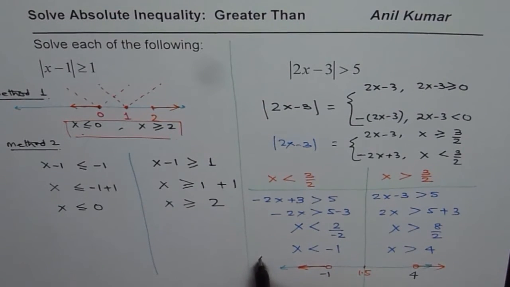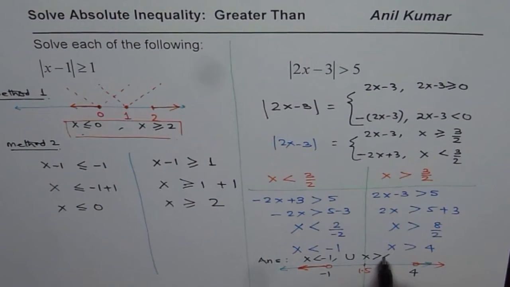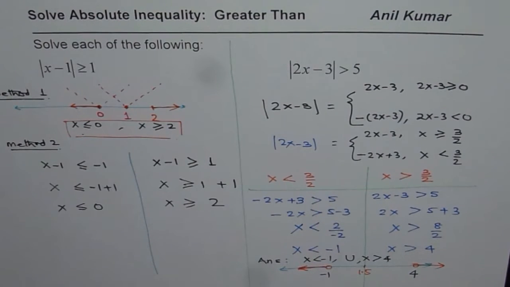So my answer is x is less than minus 1 union x is greater than 4, right? So that is how we could write down our answer. I hope these methods help you to understand how to solve inequalities.